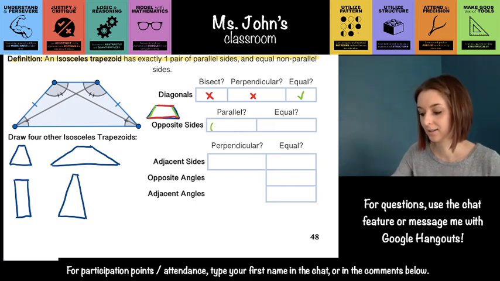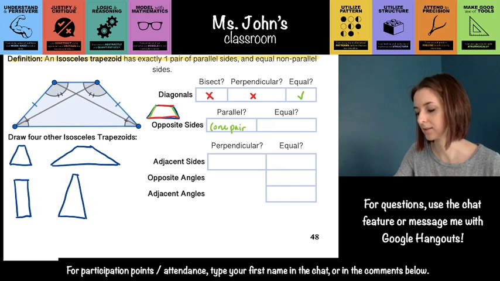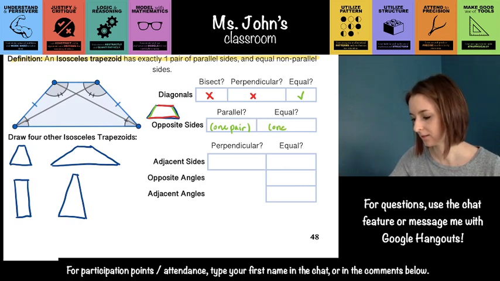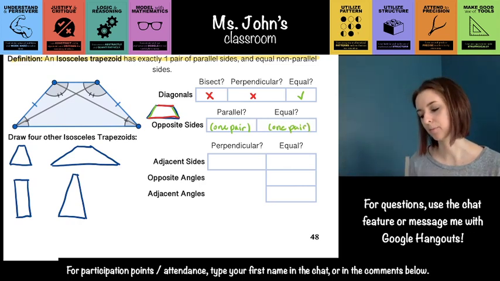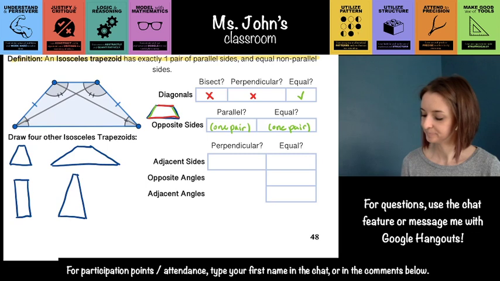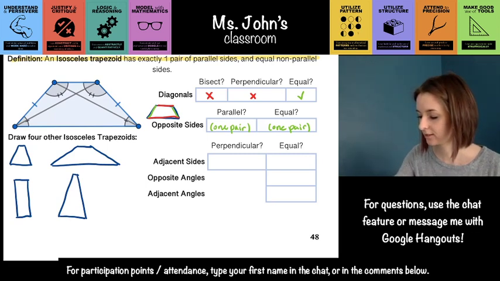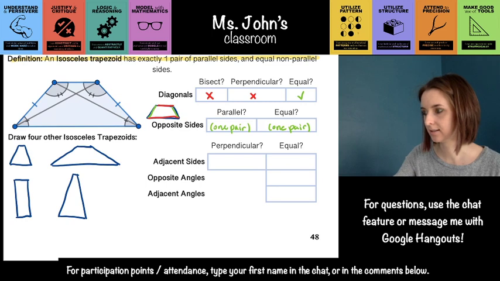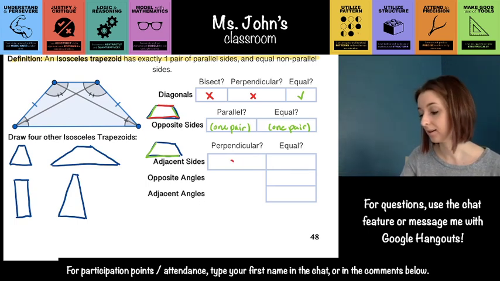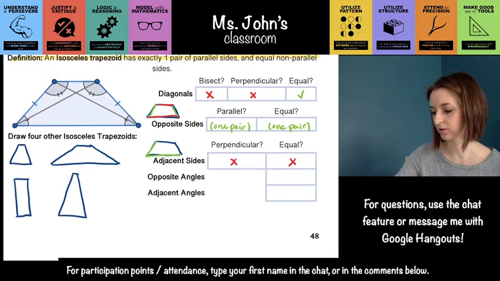So one pair, I guess it works either way. One pair of the opposite sides are parallel and one pair are equal. They're not the same pair, it's the other pair. One pair is equal, one pair is parallel. Adjacent sides, pretty much nothing is necessarily true about adjacent sides. Any pair of adjacent sides, they're not perpendicular and they're also definitely not necessarily equal. None of those things are true.